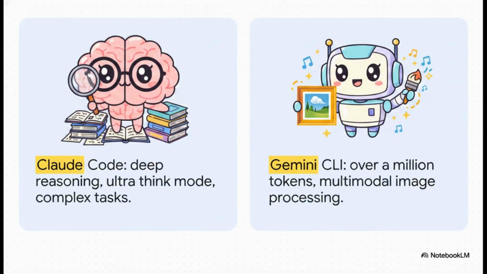Get this, you can literally take a screenshot of a user interface, pass that image file straight to the Gemini CLI, and ask it to generate the React component for exactly what it sees. No way, right? It's amazing.